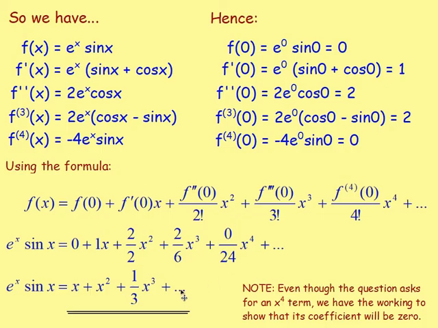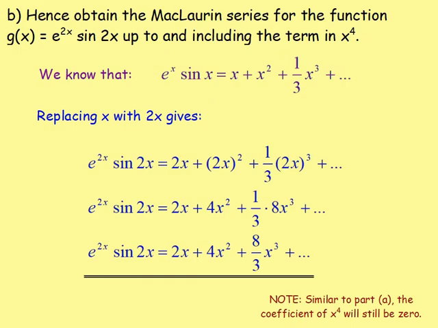In that case, you don't need to write it, but you do need to have the working behind that to show that you worked out the fourth derivative, you evaluated that. So be careful, it's sometimes a trick question, kind of. For part B, this is the bit that you need to think about. So you have to work out the Maclaurin series for e to the power of 2x sine 2x.